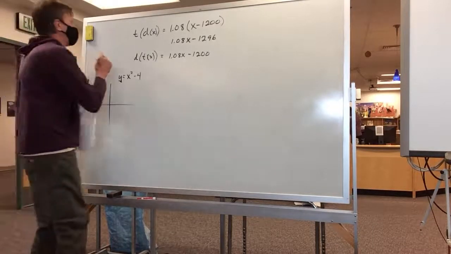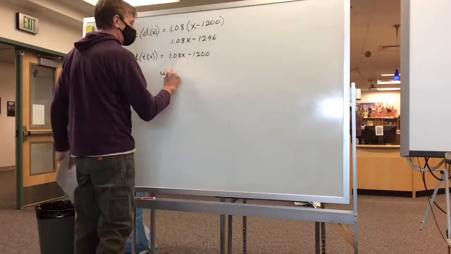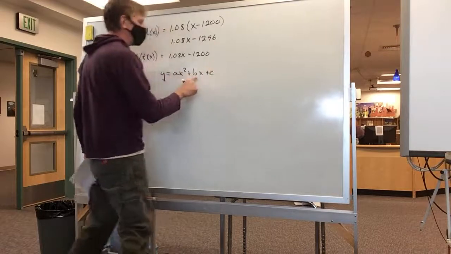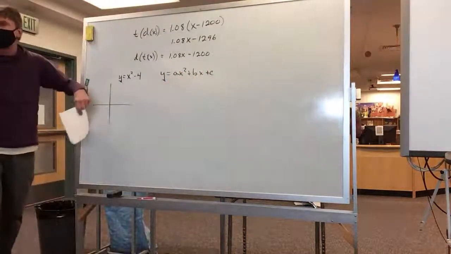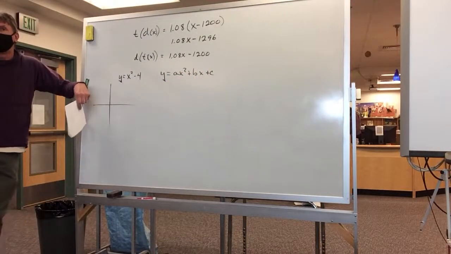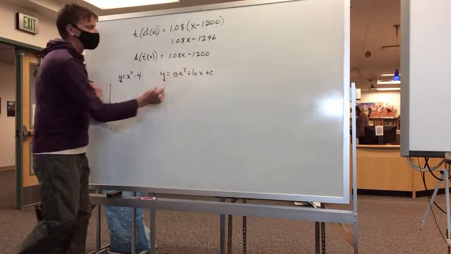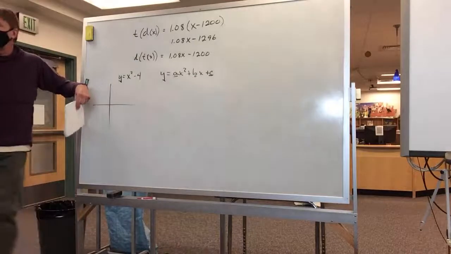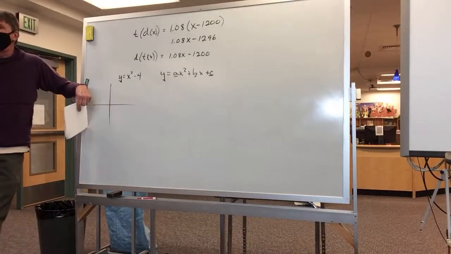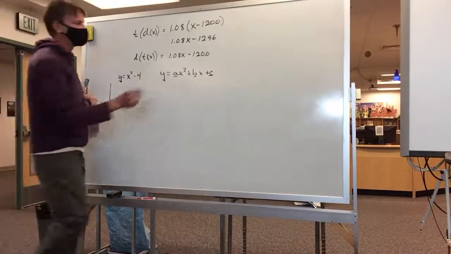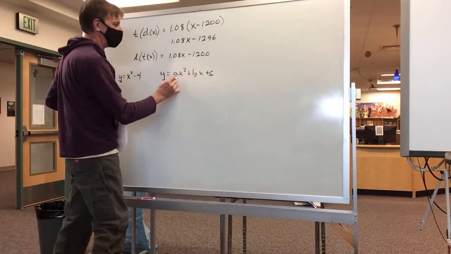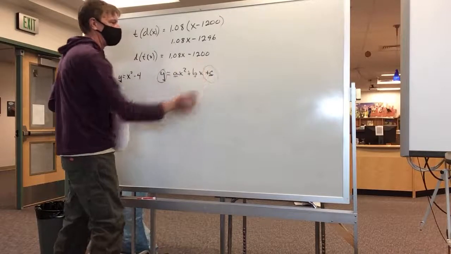When we write equations in the form y is equal to ax squared plus bx plus c, the left-right shift comes from the b value. How narrow it is comes from the a value. And the c value is the y-intercept. It is the y-intercept because when x is 0, both of these values are 0. So then we just simply have y is equal to c.